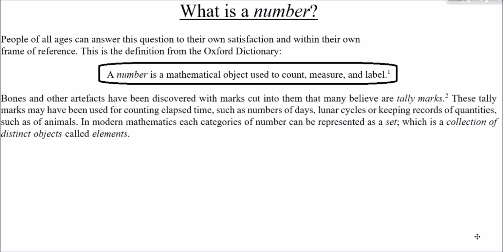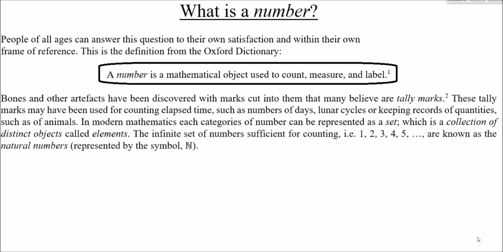It's been shown that bones and other artifacts have been discovered with marks cut into them that many believe are tally marks. These tally marks may have been used for counting elapsed time, such as numbers of days, lunar cycles, or keeping records of quantities, such as of animals or livestock. In modern mathematics, each category of number can be represented as a set, which is a collection of distinct objects which are called elements.